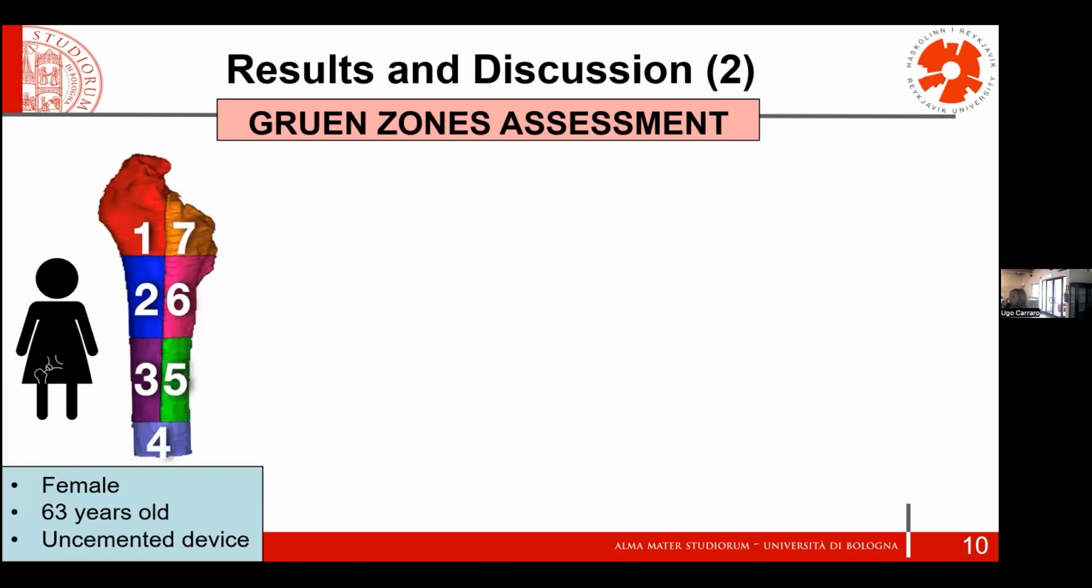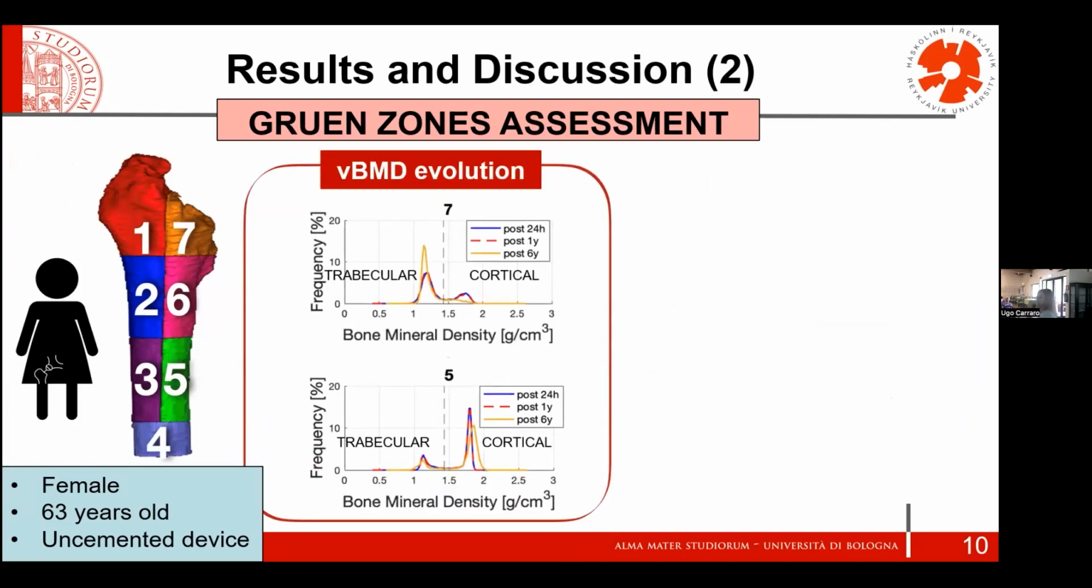So about the Gruen zone assessment, here we see an example of a female, 63 years old when the THA operation was performed, with an uncemented prosthesis. Here we have the BMD evolution of two Gruen zones, Gruen zone 7, one of the most proximal ones, and a distal area. So here we see the evolution, blue, red, and yellow line, of the trabecular and the cortical bone.